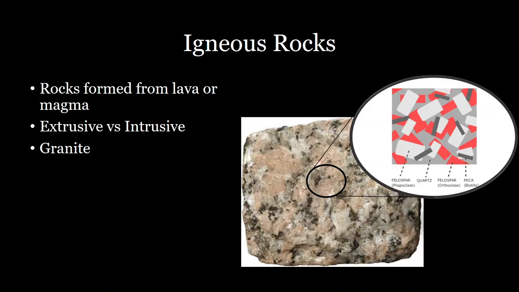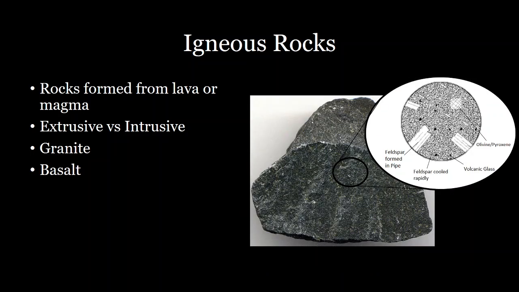If we take a closer look at granite, it's a great example of an igneous rock, a felsic igneous rock. We can look at the different crystal structure. And so granite is composed of feldspar plagioclase, which is these white minerals. There's quartz, which is the more gray colored minerals. Feldspar orthoclase, or K-spar, which is the pinkish minerals. And then mica, such as these black biotites.